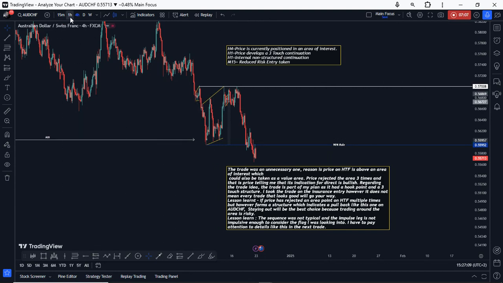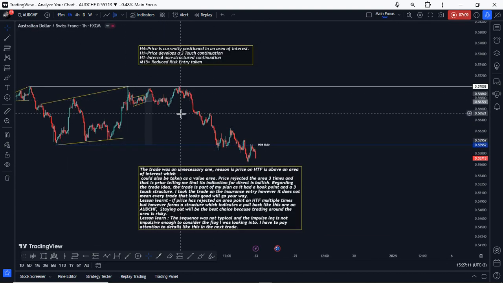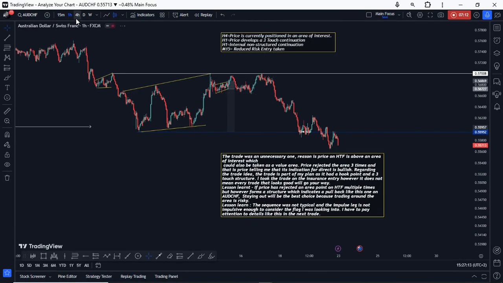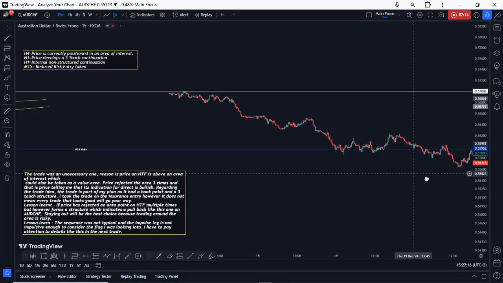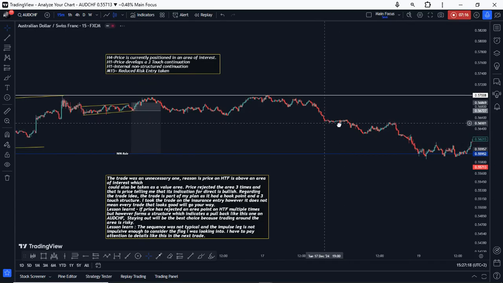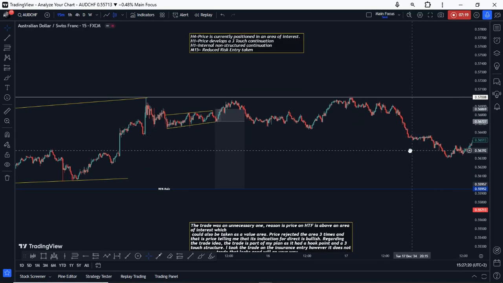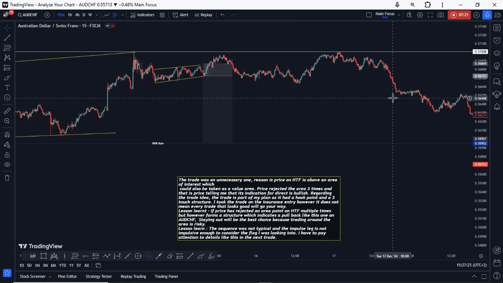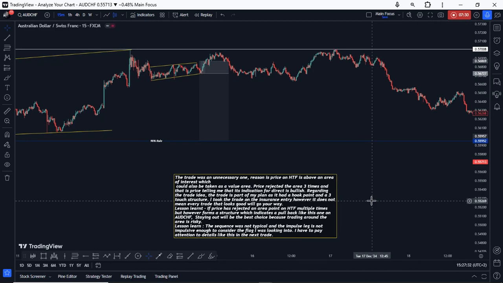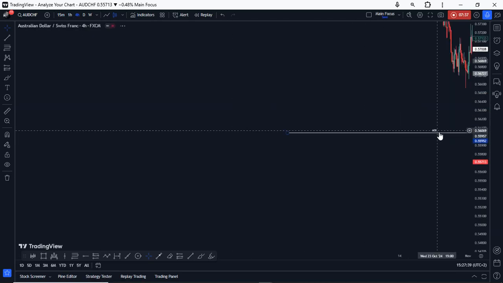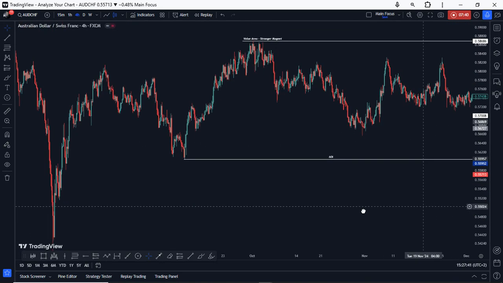When you look into the trade, the sequence is not good, and the impulse from the touch is also messy. So this just wasn't a good trade idea. The sequence was not typical, and the impulse leg is not impulsive enough to consider the flag I was looking into. I have to pay attention to details like this in the next coming trade. On AUD Swiss, this was a bad loss.